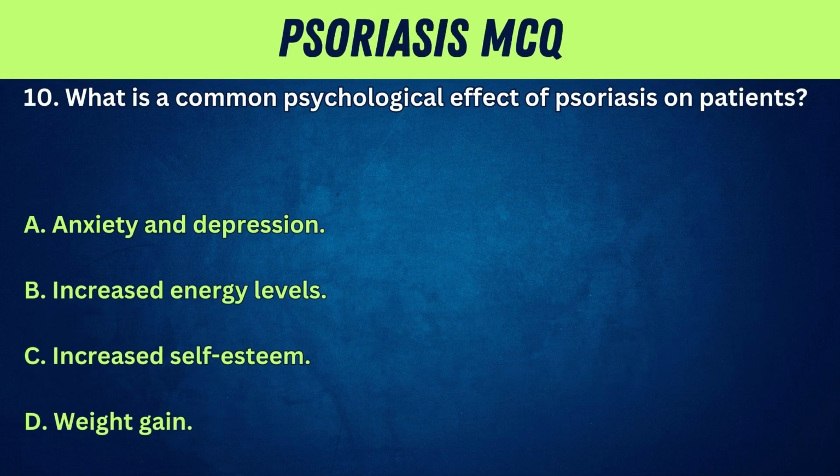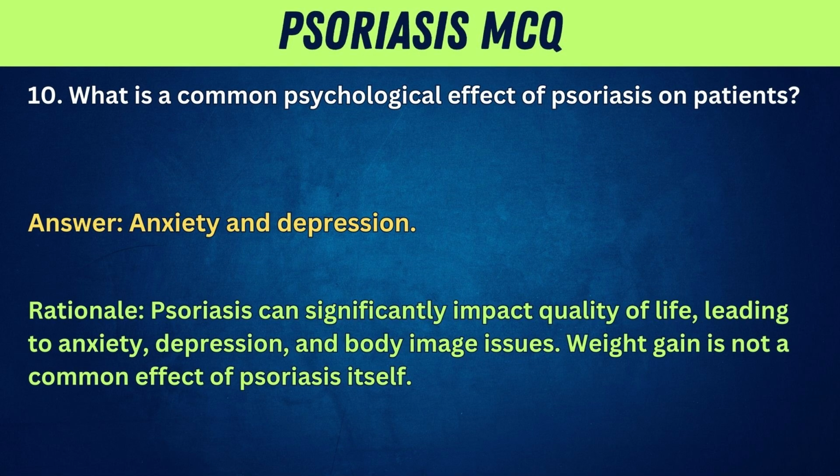10. What is a common psychological effect of psoriasis on patients? A. Anxiety and depression. B. Increased energy levels. C. Increased self-esteem. D. Weight gain. Answer: anxiety and depression. Rationale: psoriasis can significantly impact quality of life, leading to anxiety, depression, and body image issues. Weight gain is not a common effect of psoriasis itself.